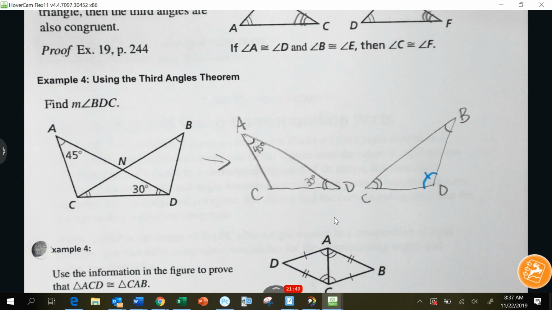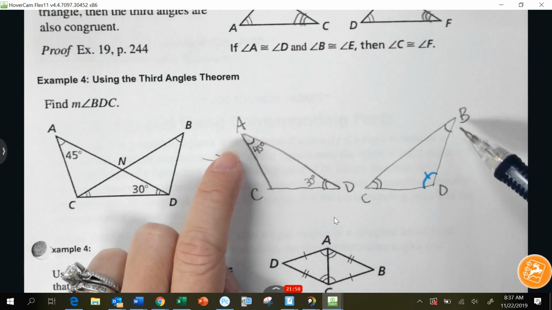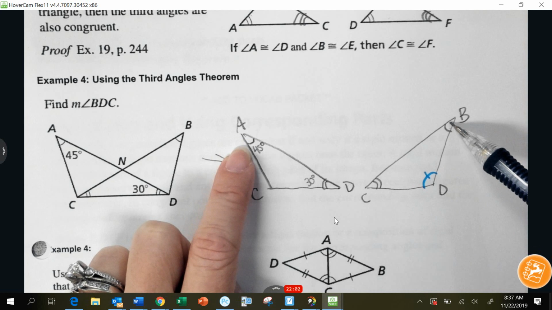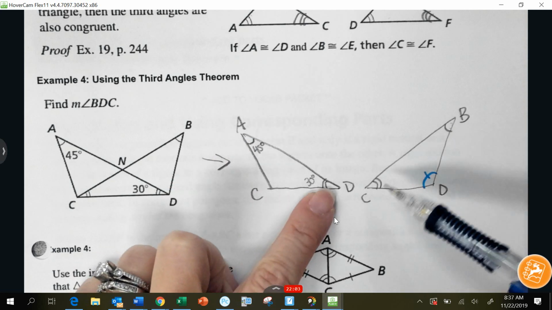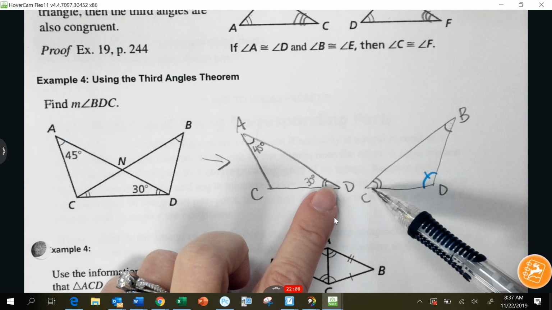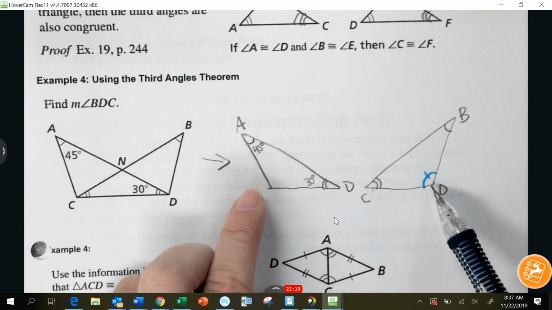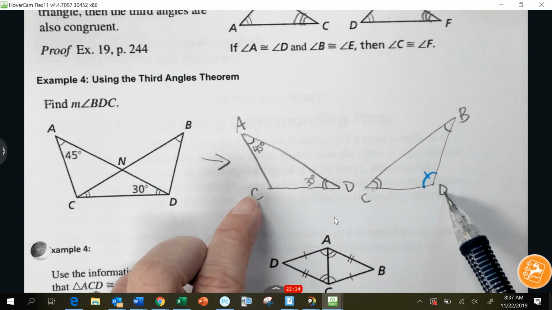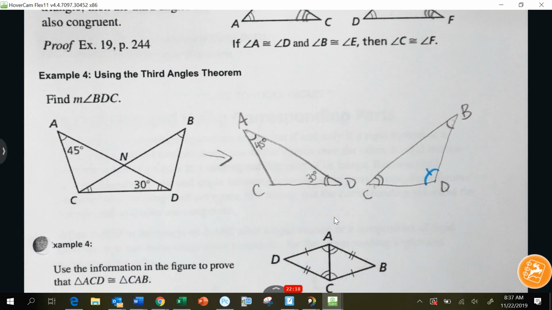So we're going to use the third angles theorem. If angle A and B are marked the same, and angle D here and angle C here are marked the same, what has to be true about big angle C here and big angle D here? What has to be true? They have to be the same.